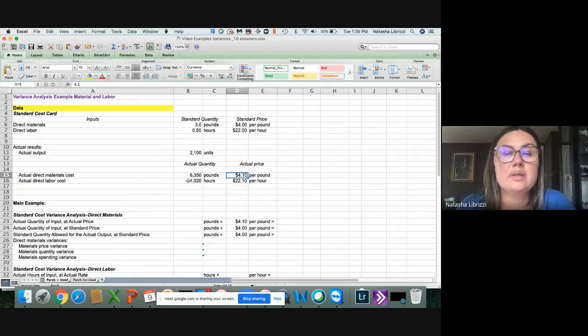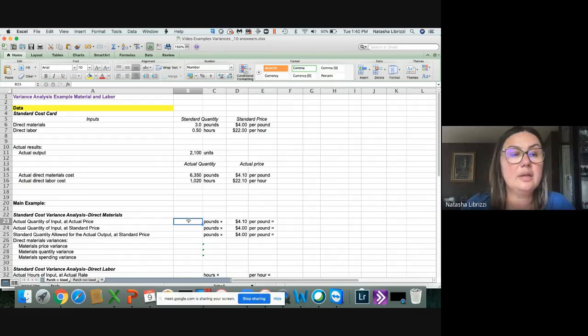Actual direct labor cost, 1,020 actual hours, and I paid $22.10. Again, right there, you can see that I'm paying more per hour than I should. Let's see, maybe they're more efficient. So the first thing we need to do is calculate our material variances. I'm going to do all my calculations, and then we're going to go to material price variance, material quantity variance, and spending variances overall.